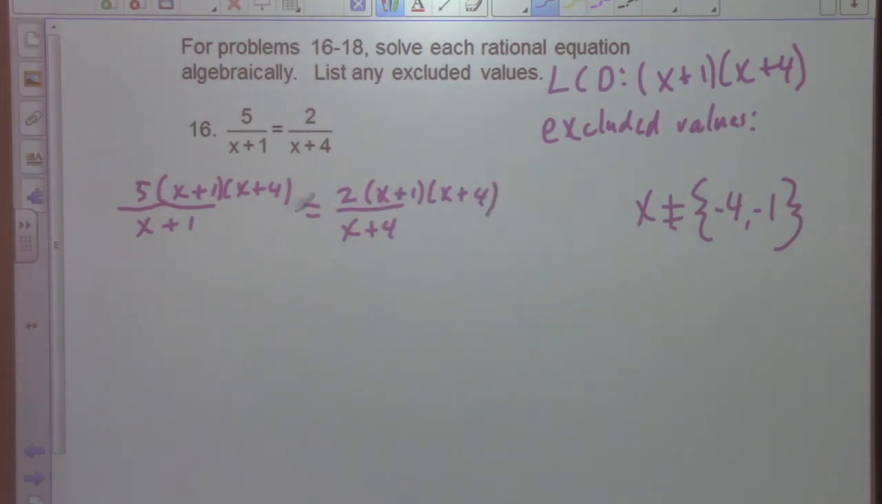And what happens now? If we've done this right, what's going to happen? We'll have all our denominators canceled out. Do we have all our denominators canceled? Yeah, we do. So now we get 5 times x plus 4 on the left. On the right side we have 2 times x plus 1. So that's going to be 5x plus 20 is equal to 2x plus 2.